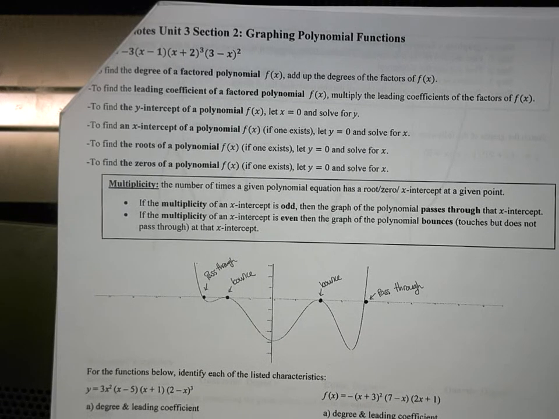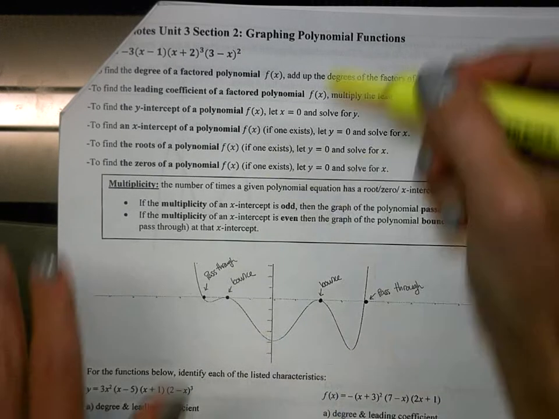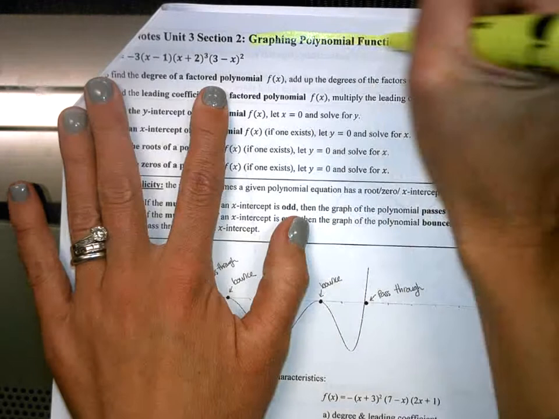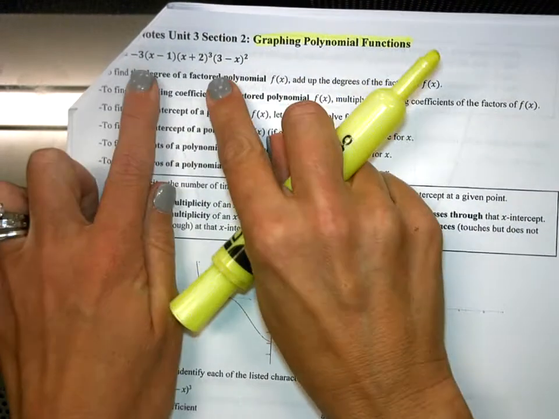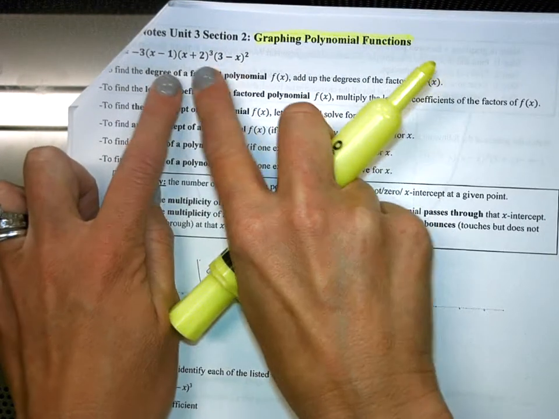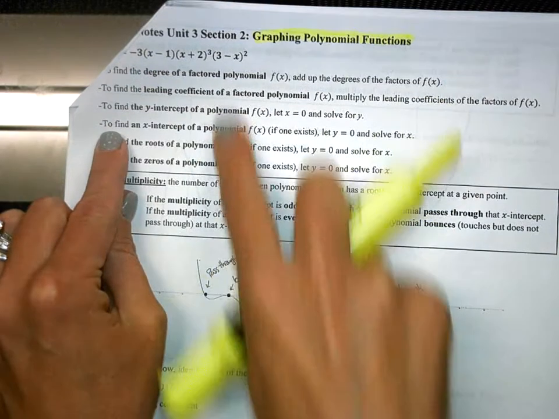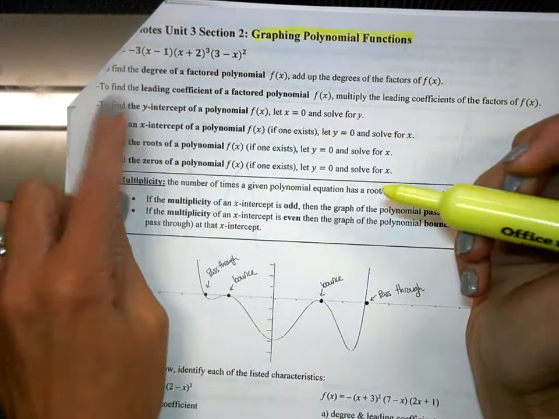Math 3, Unit 3, Section 2. We're continuing talking about graphing polynomial functions. I'm going to reference this equation right here as I go through each of these definitions.